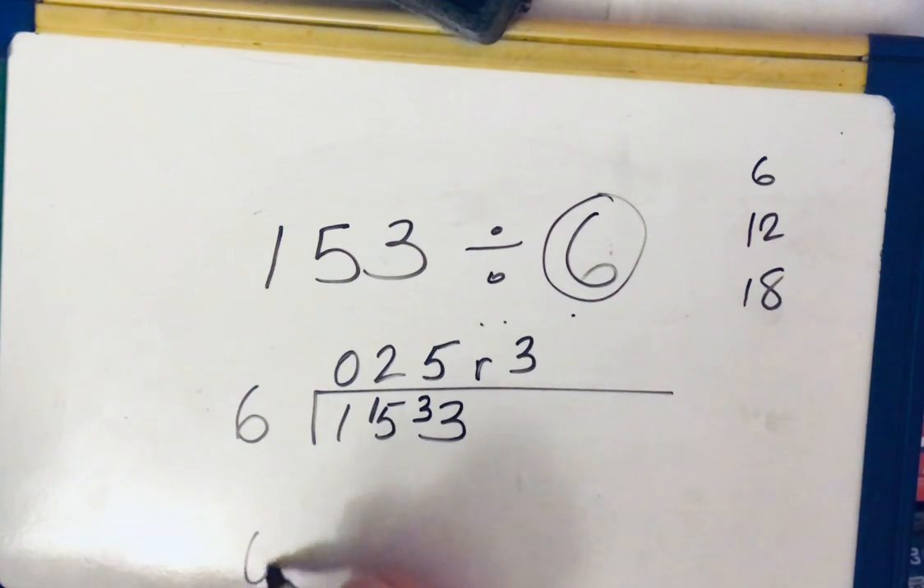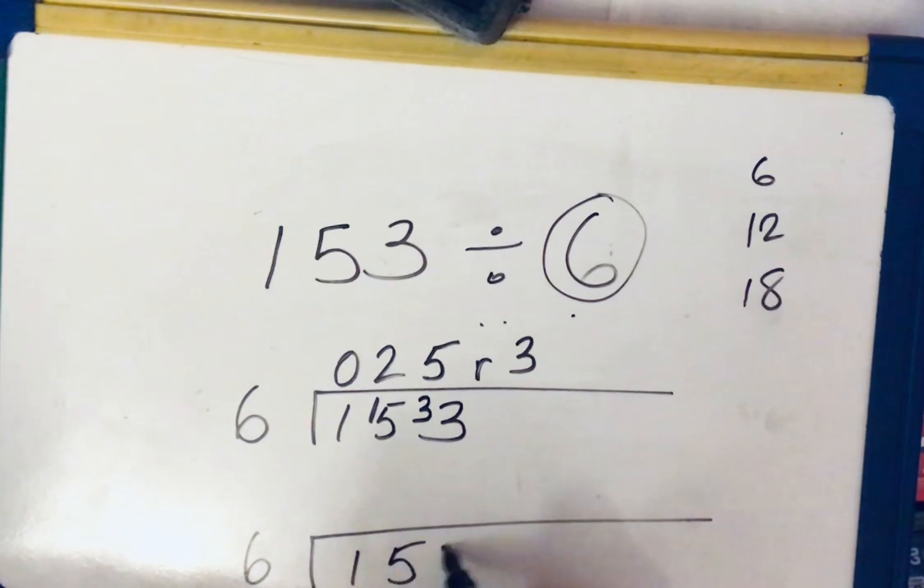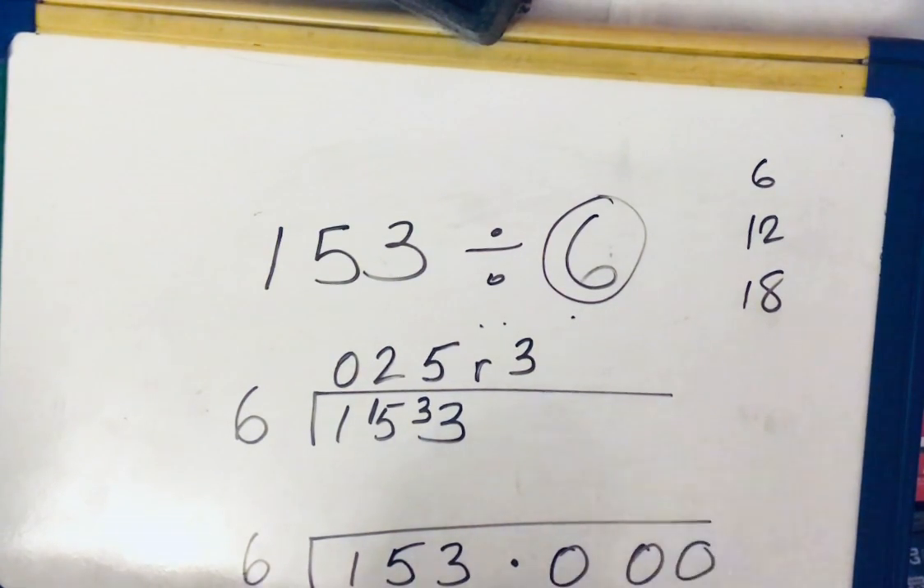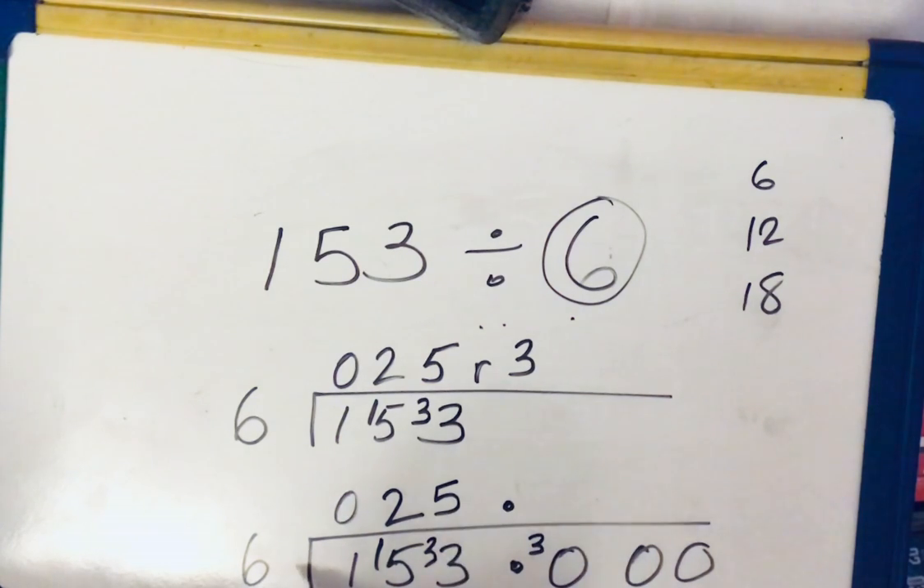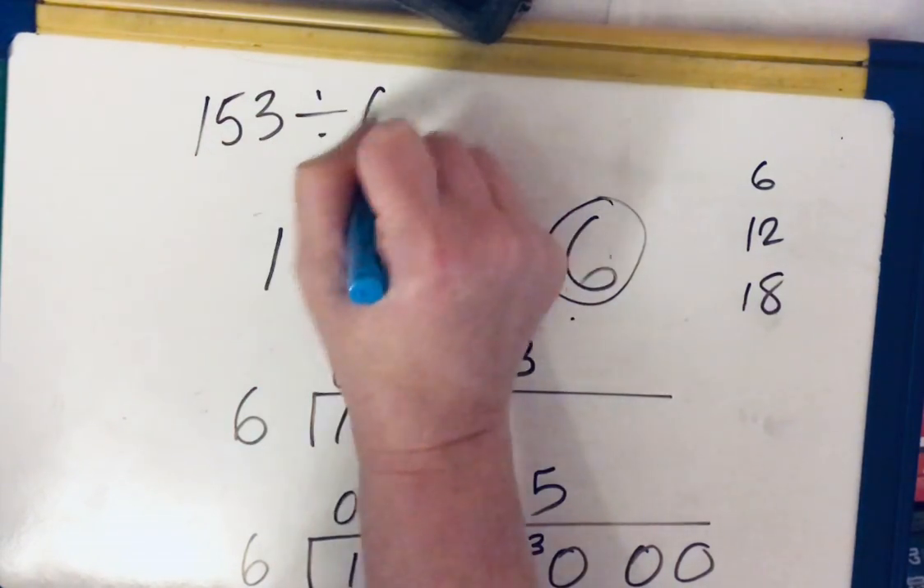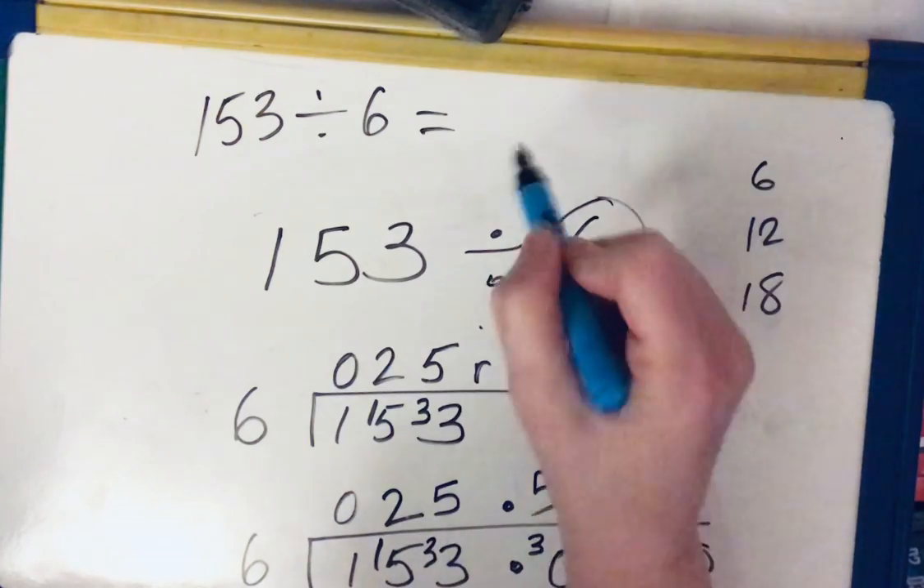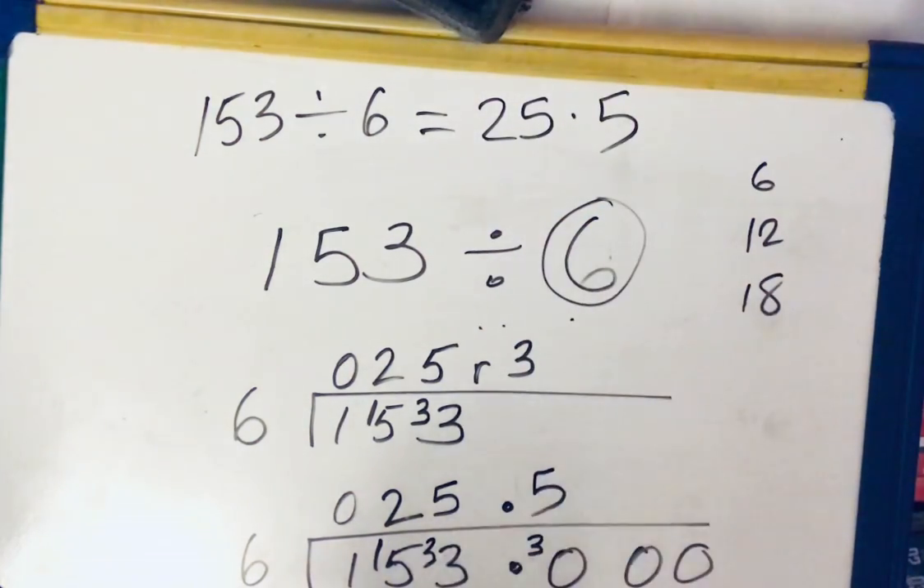But what about if I need it as a decimal? 153 point, I'll put a couple of zeros, I might not need them all. Let's just see. 6's into 1 don't go, carry that 1. 6's into 15 go twice. 2 6s are 12, carry the 3. 6's into 33 go 5, carry the 3, because 5 6s are 30, 31, 32, 33. There's a remainder of 3. That goes here. 6's into 30 go 5. So there we have it. 153 divided by 6 equals 25.5, or 25 remainder 3.